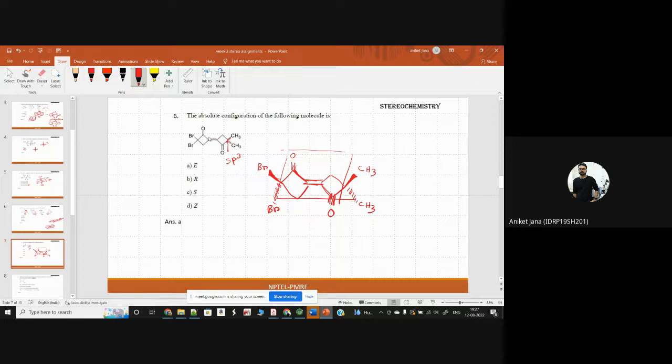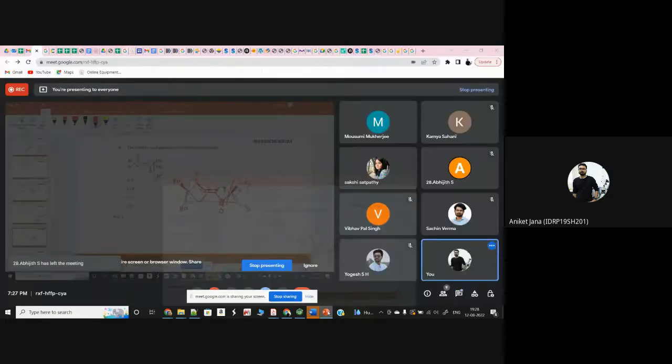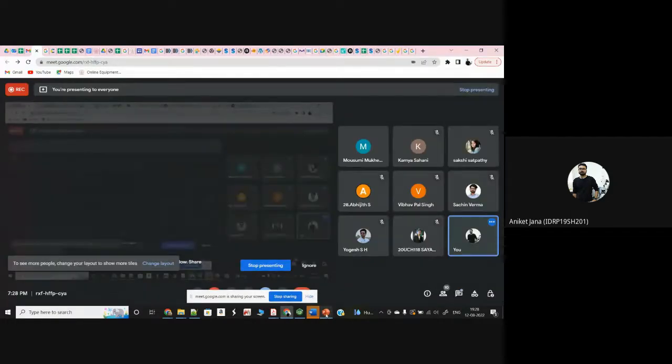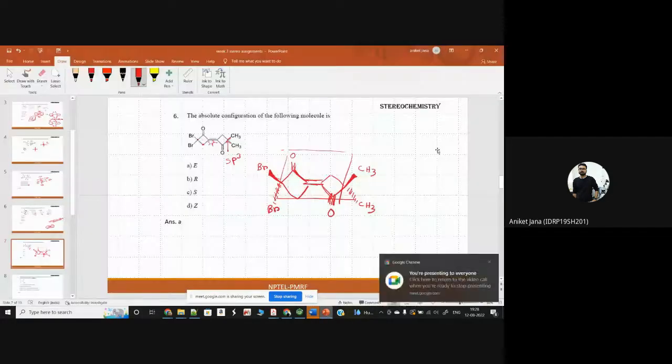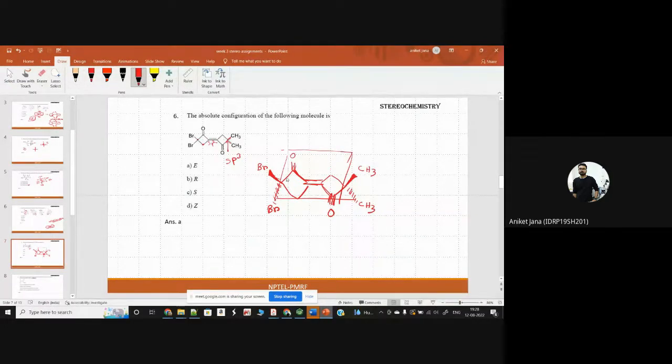You can see this is a planar molecule, these two are sp2 carbons. This framework is also planar, but here the sp3 carbon is there. Just to understand where the sigma bond is going, I am drawing this. You can also draw it in the plane, no issue. You can also draw it like this.